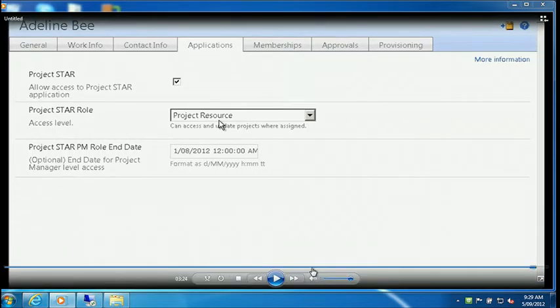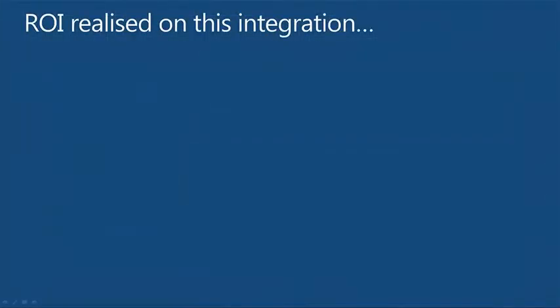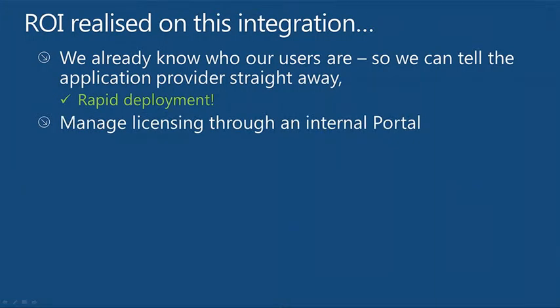So just a very simple way to manage that application in the FIM portal. Okay. So what did we learn? Okay, so we already know who our users are. So when the CIO said, I want to adopt this application tomorrow, we said, well, we actually already have a complete list of all our users and information about them, so we can provide a user list straight away. That's nice. We can also manage that licensing through an internal portal.